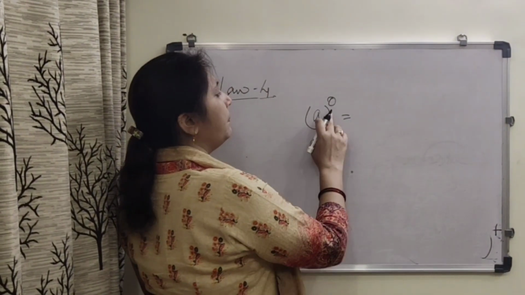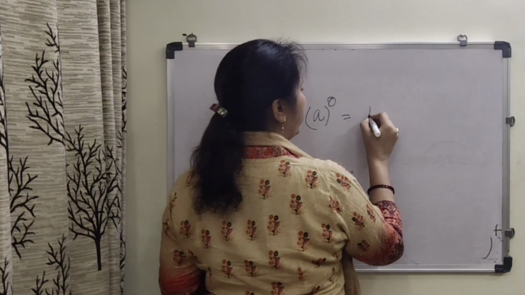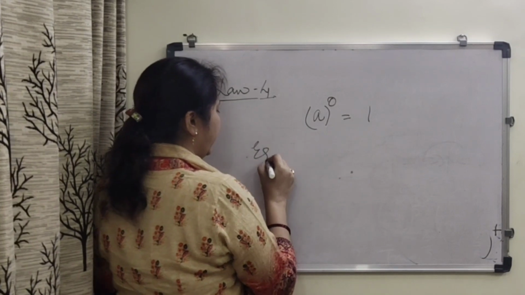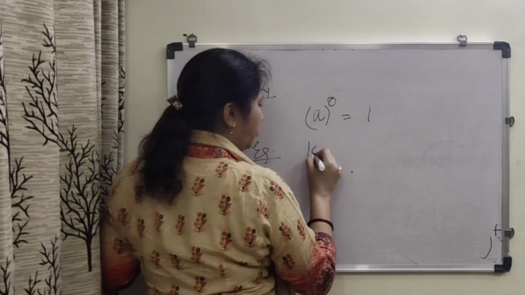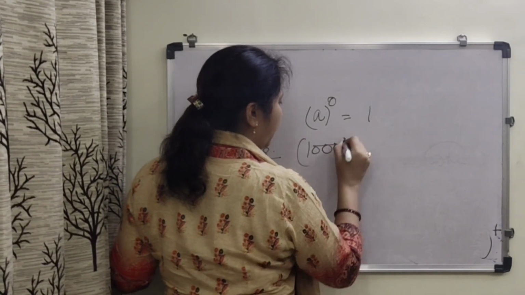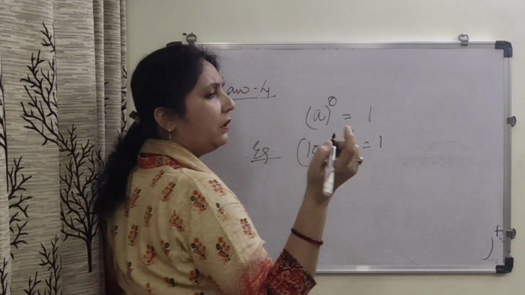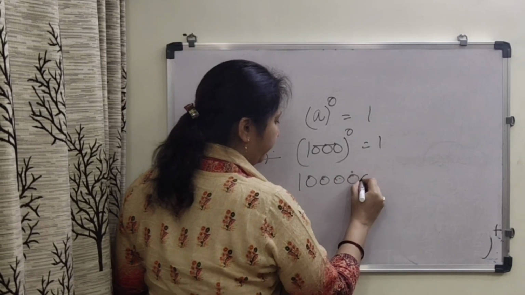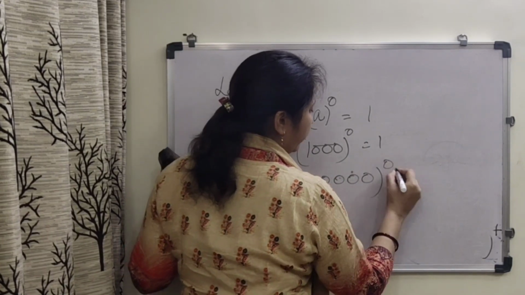So any real number to the power 0, the result will always be 1. You can take examples. 1000 to the power 0, the answer is 1. 1 lakh to the power 0, the answer is 1.